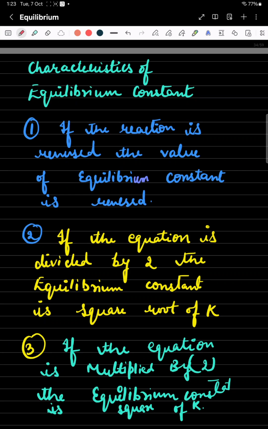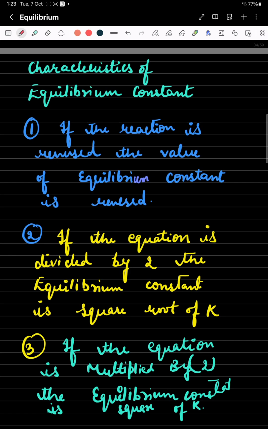In the previous classes, let me remind you all, we have already studied the equilibrium introduction, in which we studied equilibrium in physical and chemical processes. We have already studied the graph related to that. And after that, in the previous class, we studied the law of mass action and the numericals related to that, the Kp-Kc relationship and the numericals. Now in this class, we are going to start with the characteristics of equilibrium constant.